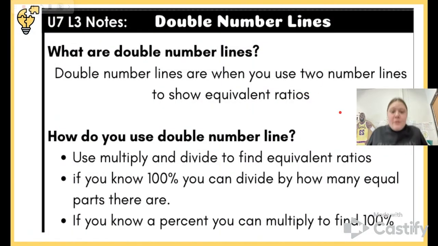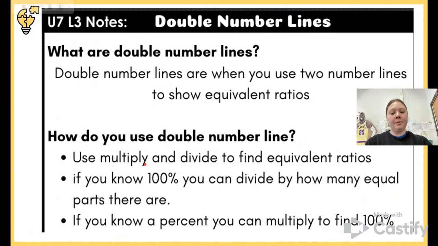So we've dealt with equivalent ratios before. We've done ratio tables. So this is going to be really similar, right? But instead of a table, you're going to have two number lines. So you're combining the idea of ratio tables with the idea of number lines to make a double number line. Right? So how do you use a double number line?